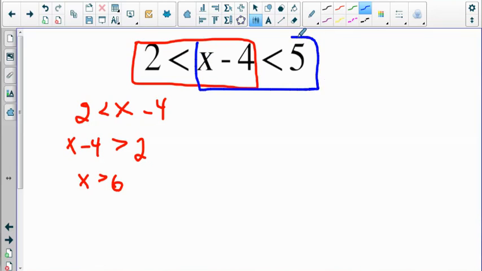Now I'm going to focus on my right side. Break it up just like this. Again, breaking it up in between the inequalities. So I got x minus 4 is less than 5. Okay, add 4 to both sides. X is less than 9.